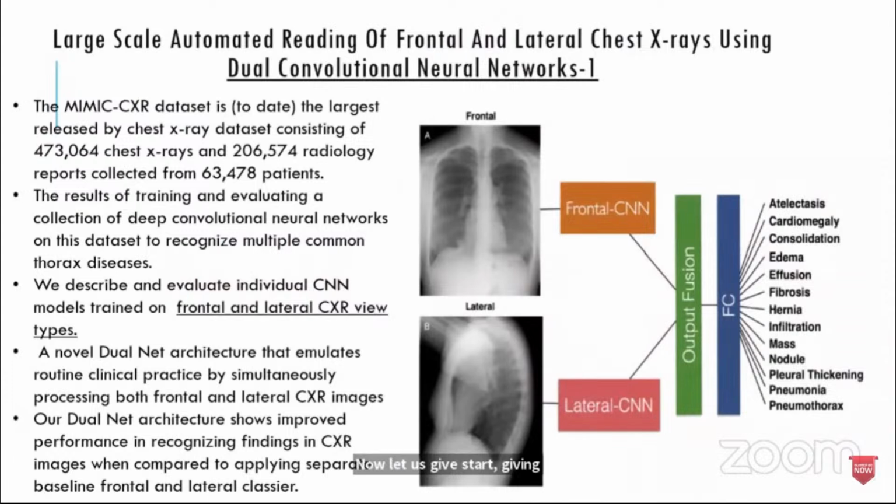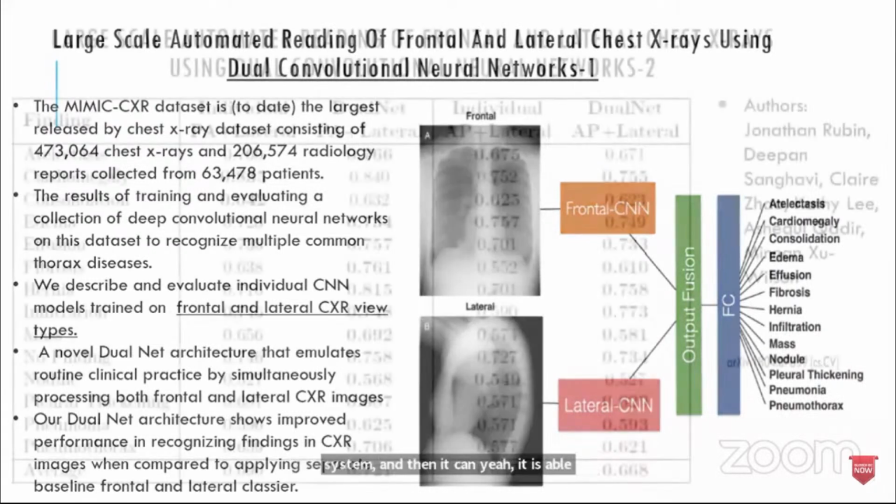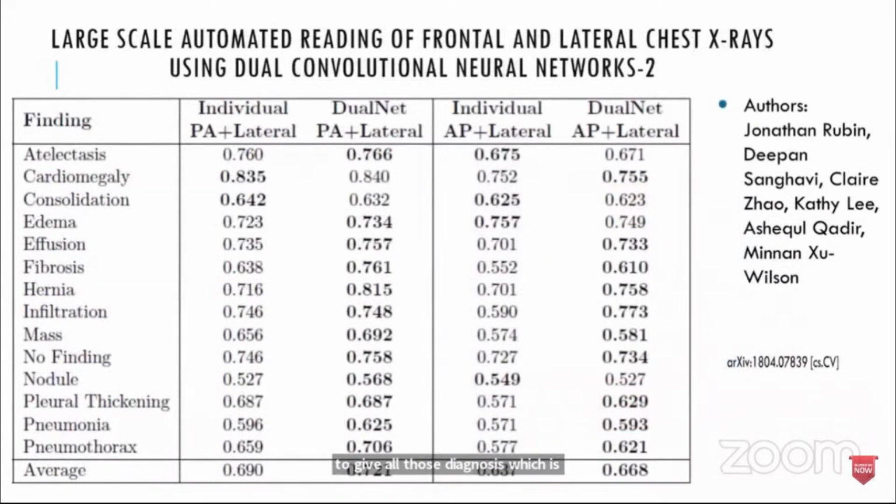Of, say, large-scale automated reasoning, and it's called a dual convolutional network. If you give it X-rays, now this is, I think, one of the biggest networks, where more than 47 lakh X-rays were used. It was for chest X-rays, so frontal and lateral views are given, and then it goes into a DNN system and is able to give all those diagnoses. And if you look at the success rate of an individual compared to the dual net, it is almost comparable.